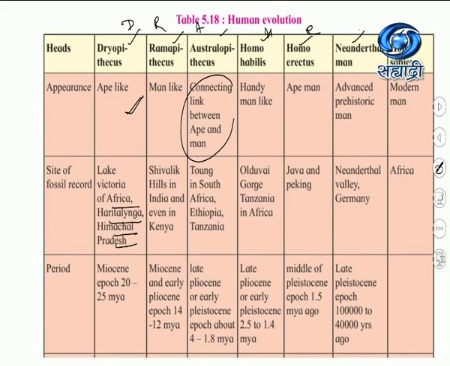Homo erectus, he is called the Java man. So it is very easy to remember. Java man, Java and Peking. Neanderthal man, the name itself came from the Neanderthal Valley, which is in Germany. So even this is easy to remember. Ramapithecus, remember Ram, India, Shivalik Hills. This is the way I am telling you how to remember easily. And Homo sapiens, their fossils were basically found in Africa.